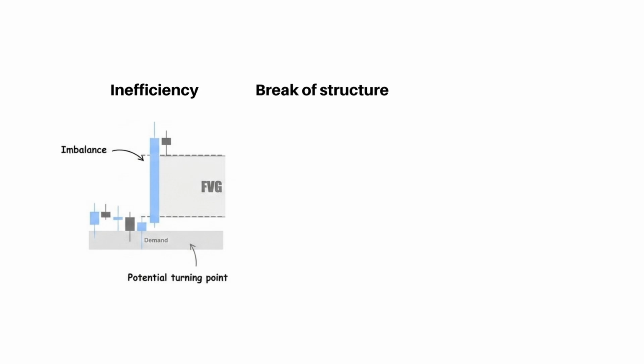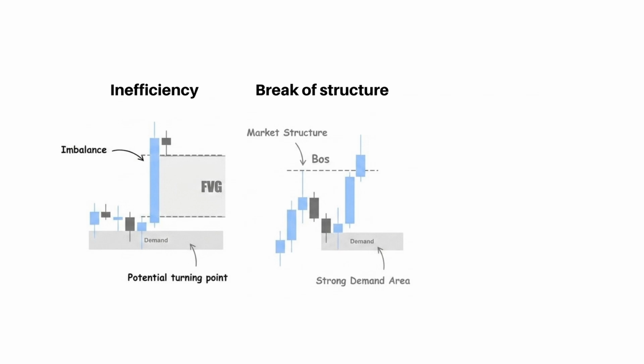A break of structure happens when the price moves past a key support or resistance level, signaling a shift in market sentiment and confirming the potential strength of the supply or demand zone.